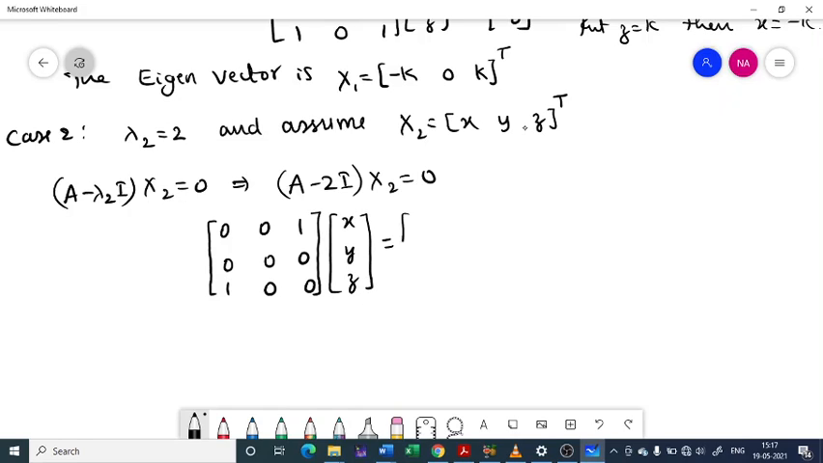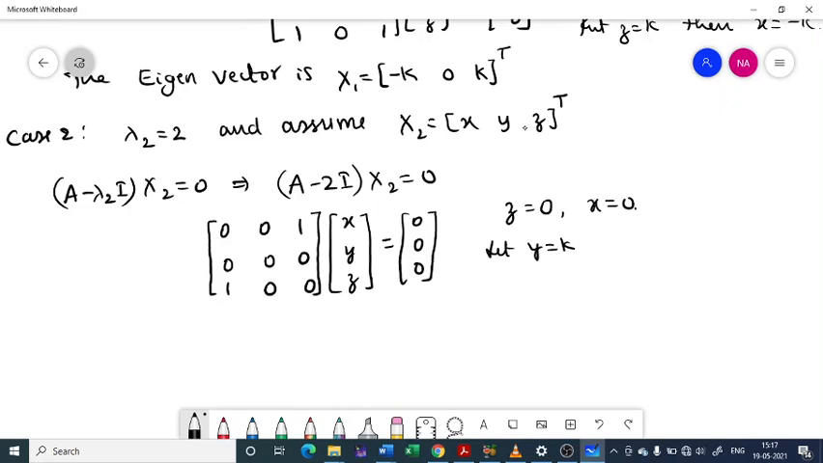equal to 0. 0 means you have to write the zero matrix, don't just write 0. So from this you can get that z equal to 0, then x equal to 0. So z equal to 0 and x equal to 0, and there is no information about y here. The meaning of that is y can take any value. Let y equal to k.